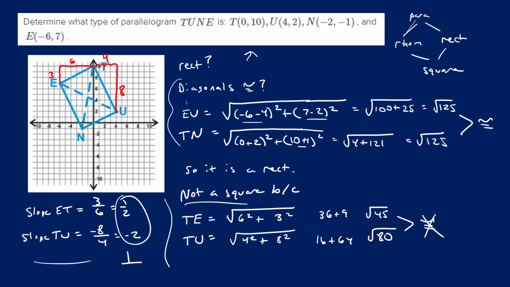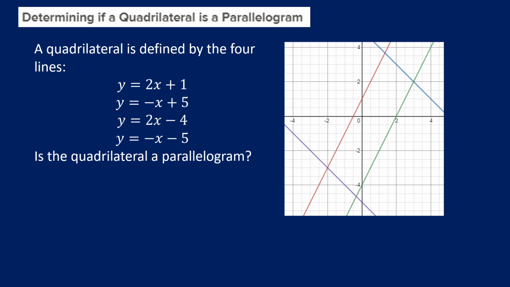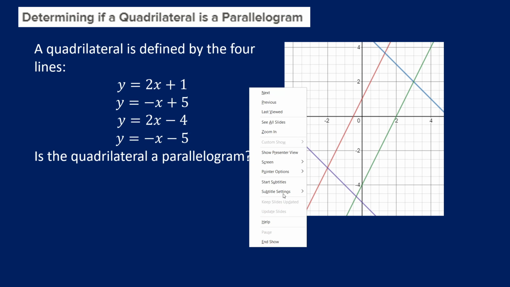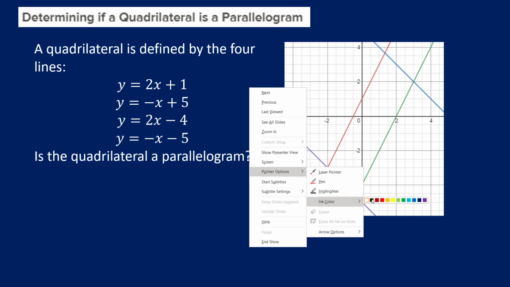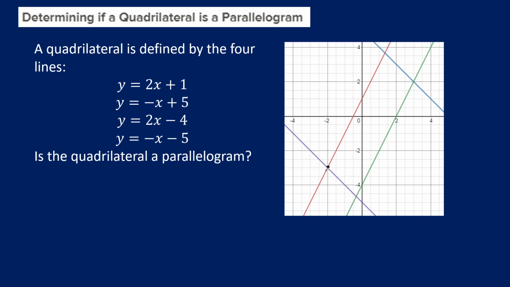Now, sometimes they give you a little more information. Something like this. Is this quadrilateral a parallelogram? And instead of giving you a set of points, what they've done is they've given you a set of equations. And so we are looking at this shape. Let me use this black marker for a sec. The shape bounded by these 4 lines. This shape here.